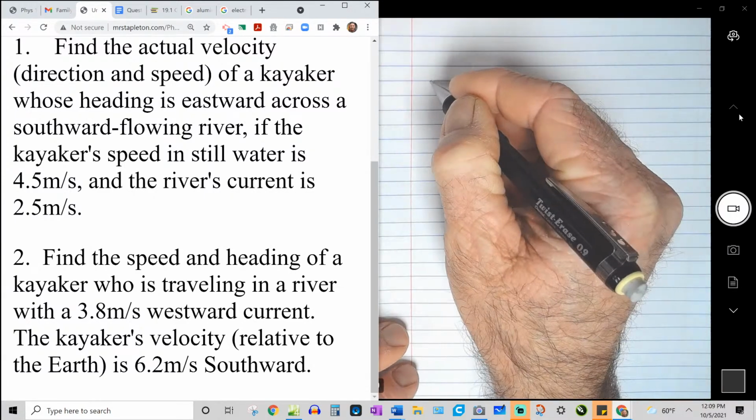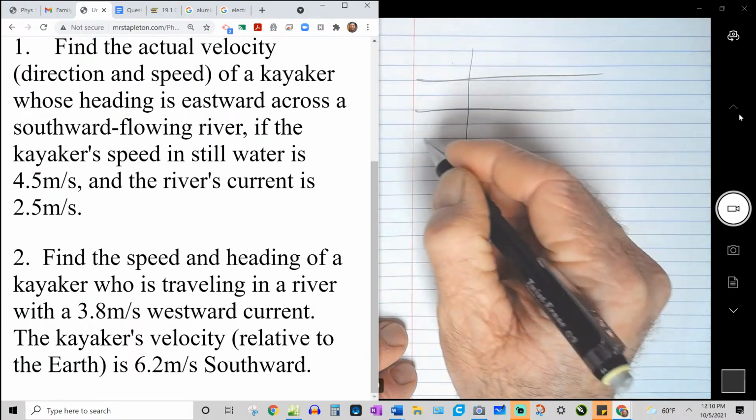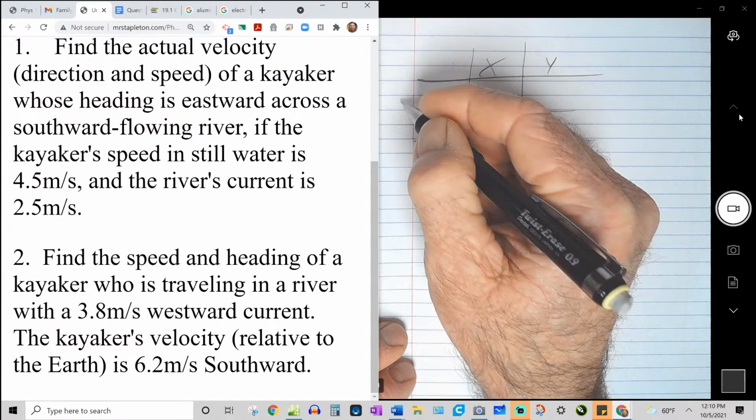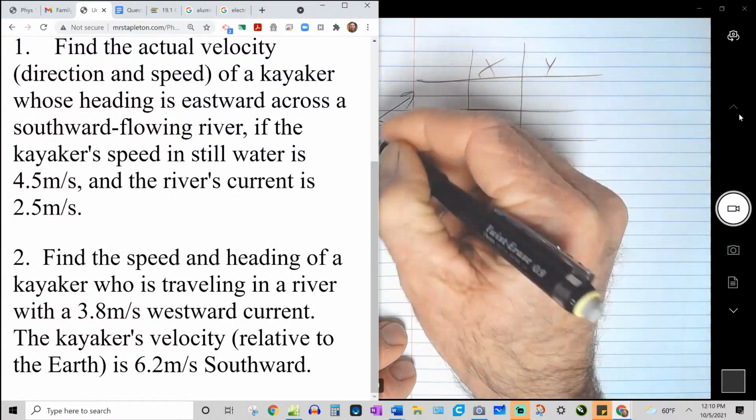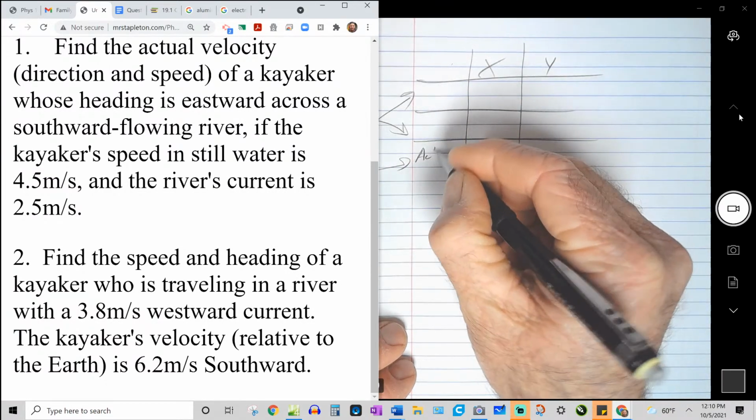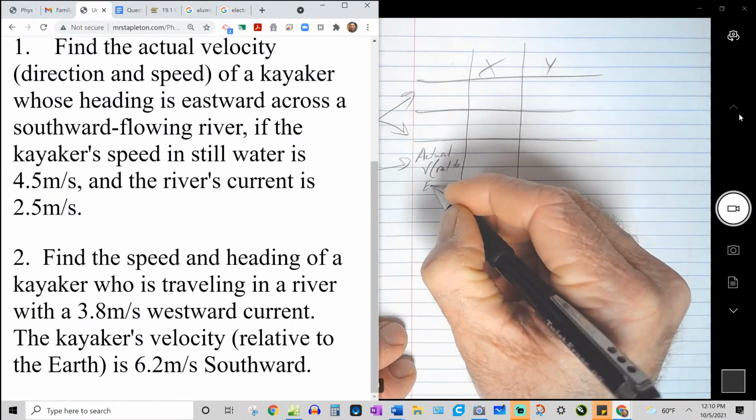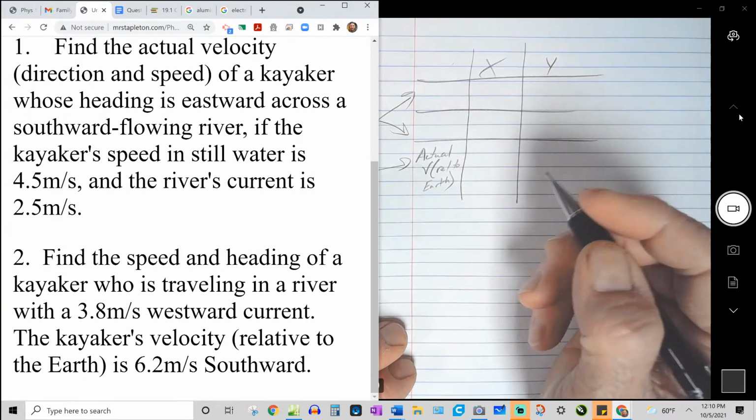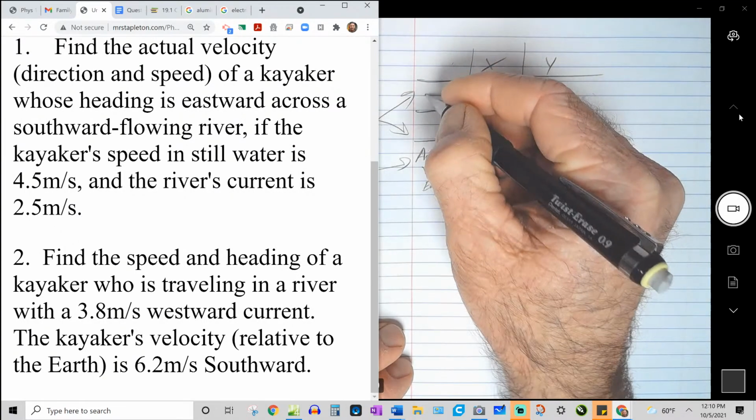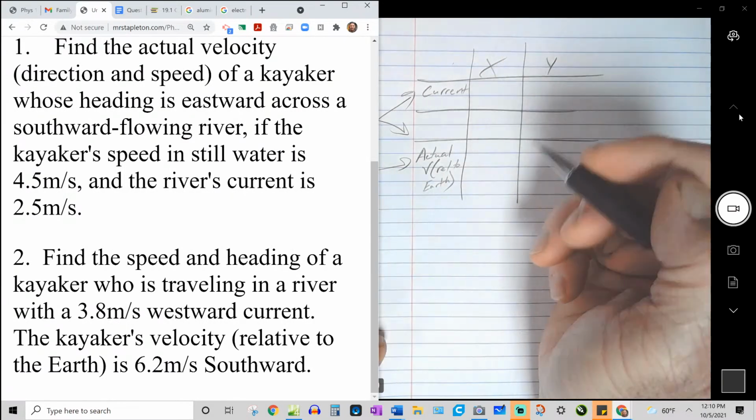So I'm going to just draw my table first. Here's my x, y. These are the component vectors. They have to add up to the resultant vector. The resultant vector is always going to be the actual velocity relative to the Earth of whatever is in the current. In this case, the kayaker is in the current. The component vectors are going to be the current and the heading and speed in still water of that thing.